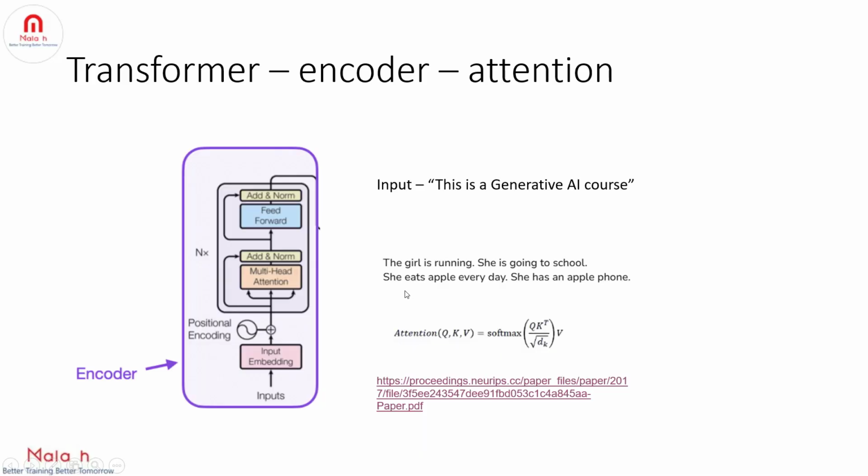And let me ask you a question here. In this, she eats apple every day. She has an Apple phone, right? So the token ID of apple, is it the same or different? If you notice here, the word apple will have the same token ID, right? Out of the 30,622 unique vocabulary list, the word apple will have the same token, but the positional encoding will be different, right? The positional encoding for apple is different, but the token ID will be the same. And how will the model understand one is a fruit and the other one is a phone? Because of the concept of attention, right?